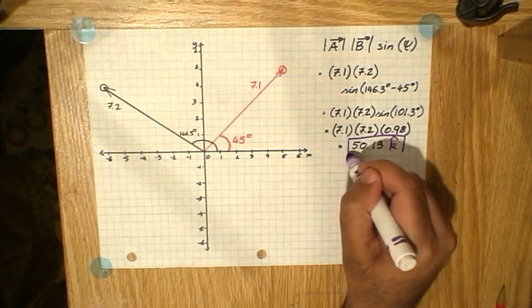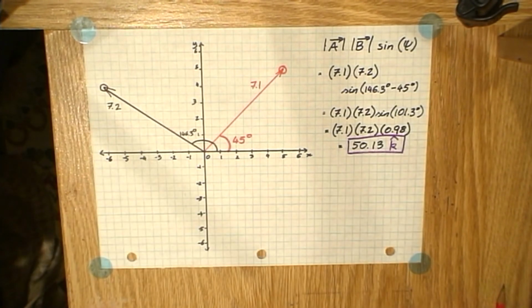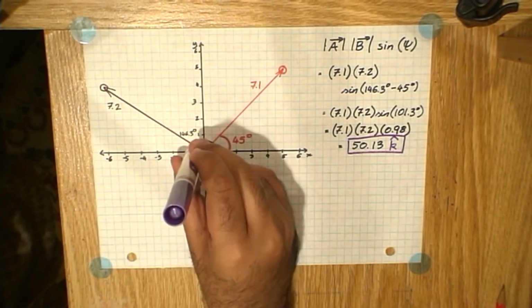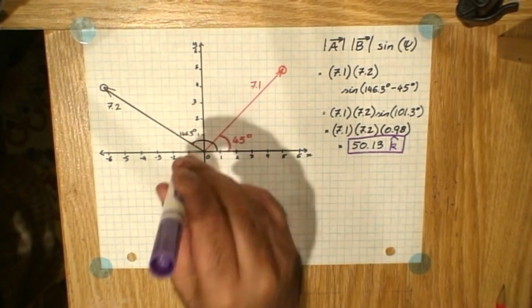50.13 k hat. It is a vector 50.13 units in size, which is pointed out of the plane like this, in the positive z direction.